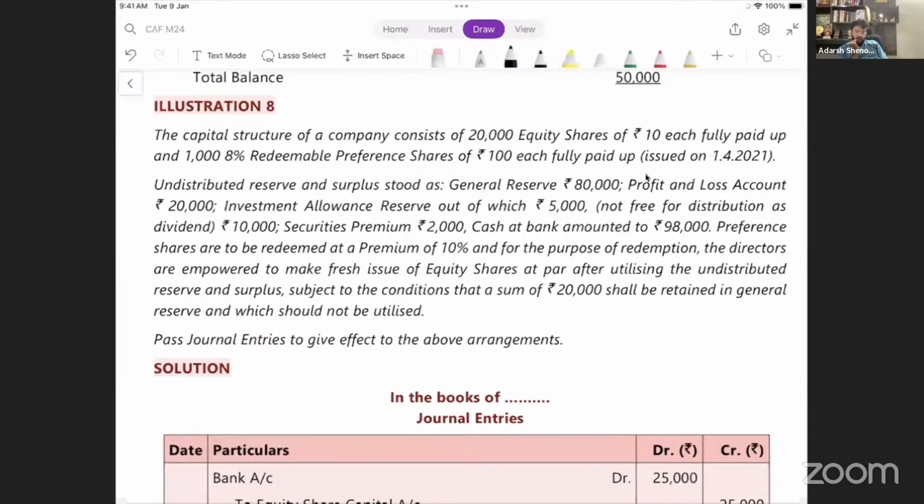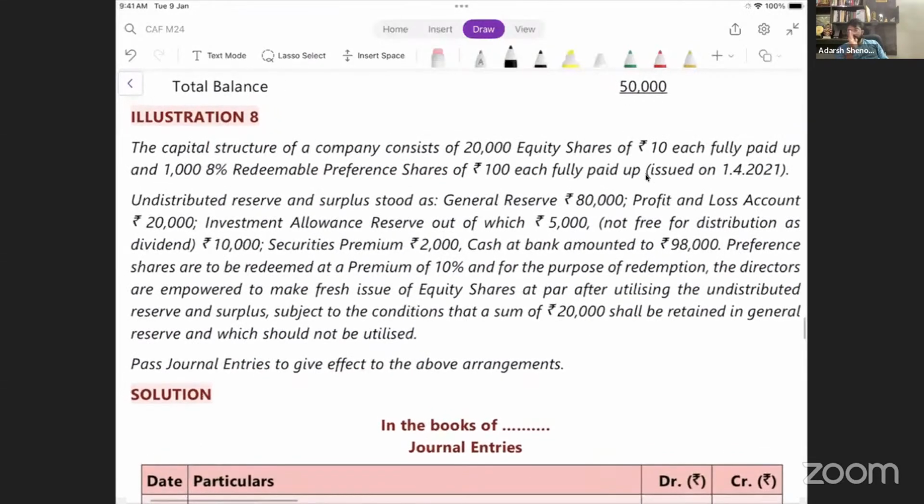Preference shares are to be redeemed at a premium of 10%. And for the purpose of redemption, the directors are empowered to make a fresh issue of equity shares at par after utilizing the undistributed reserves and surplus, subject to the condition that a sum of 20,000 shall be retained in general reserve and should not be utilized. Pass journal entries to give effect to the above arrangements.